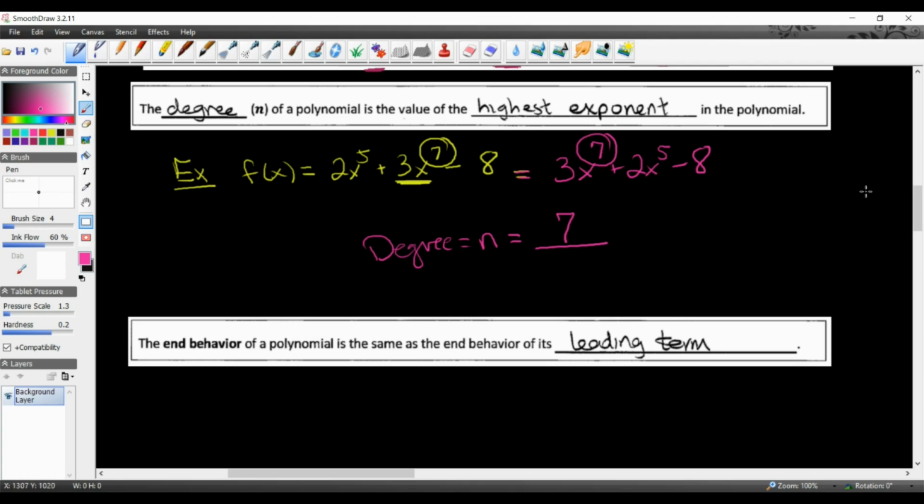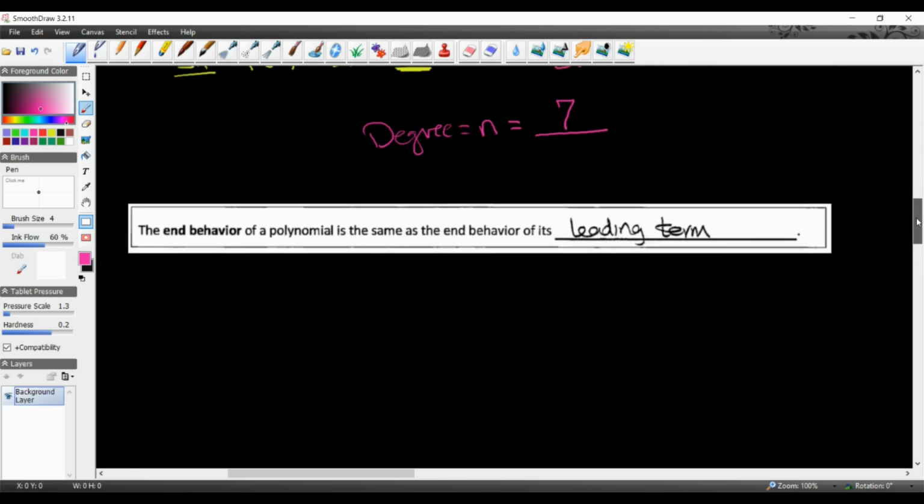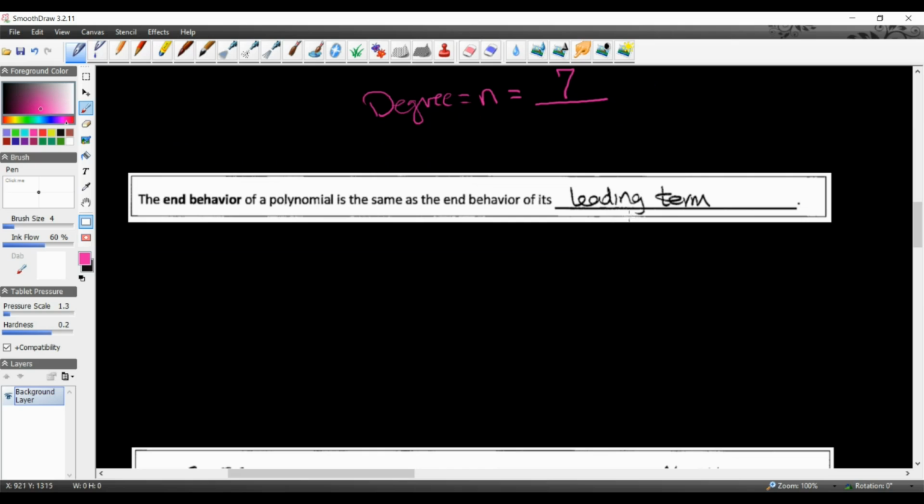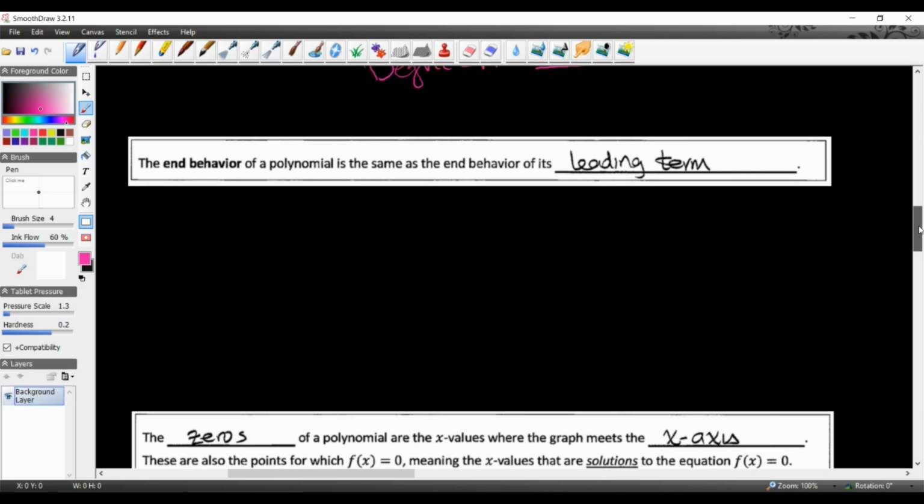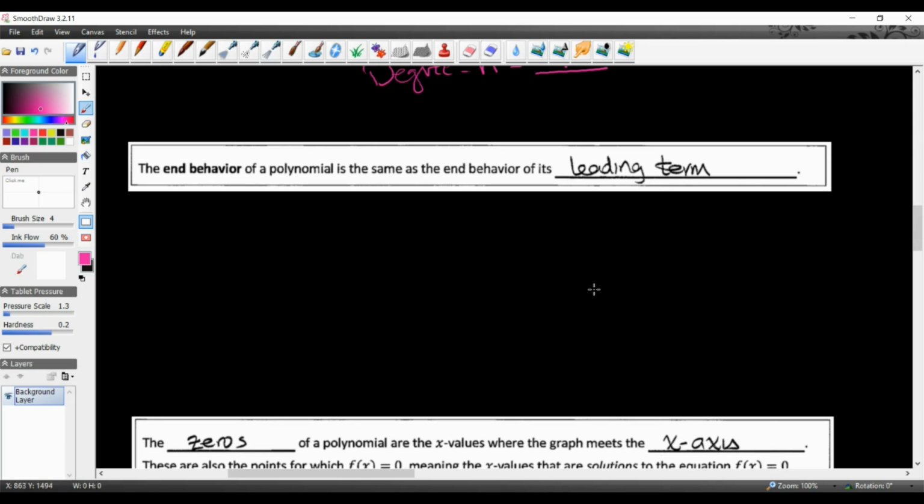Moving on. The end behavior of a polynomial is the same as the end behavior of its leading term. This is something that you should have learned a little bit about in the previous notes. When we're looking at end behavior, we're always thinking of these arrow things, right? It's one of the four. What we're going to do to find this for these problems is look at the leading term. So again, as another example, I'm going to use y this time. y equals 2x to the power of 5 minus 3x minus 7.